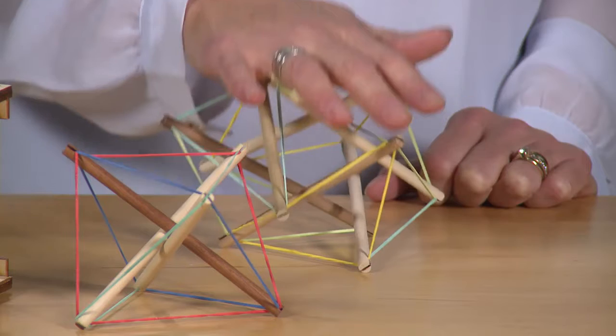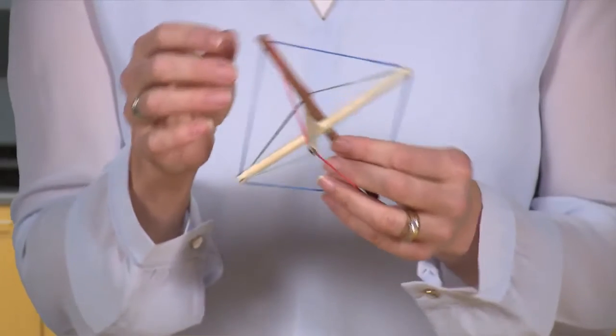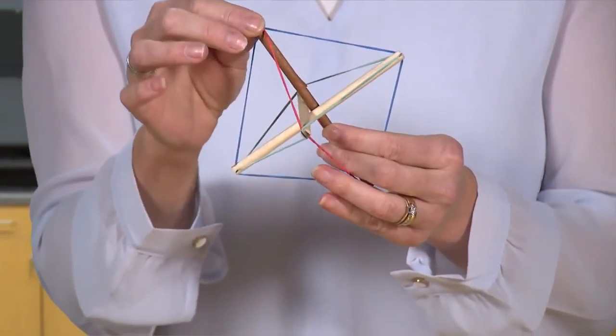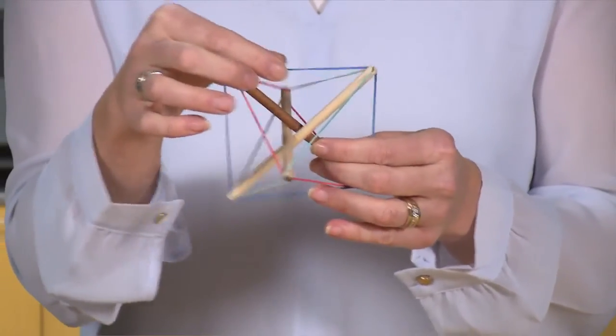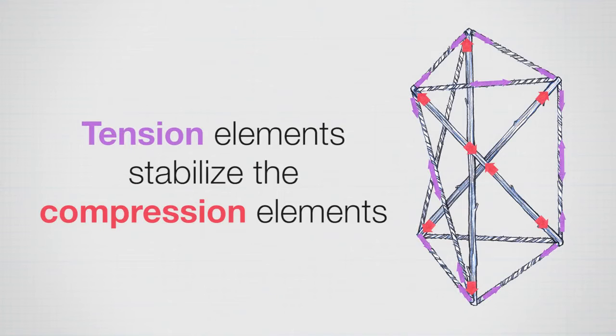And the word tensegrity was coined by Buckminster Fuller in the 1960s by combining the words tension and integrity. So again, in a tensegrity structure, we have compression elements, in this case wooden dowels, but it could also be metal rods, and then tension elements, such as these rubber bands or also ropes or cables. The tensile forces in the ropes and cables or rubber bands stabilize the compression elements. That's what allows it to support loads.